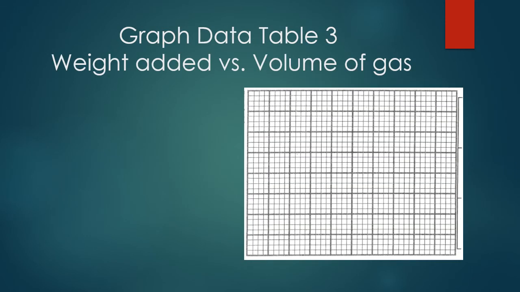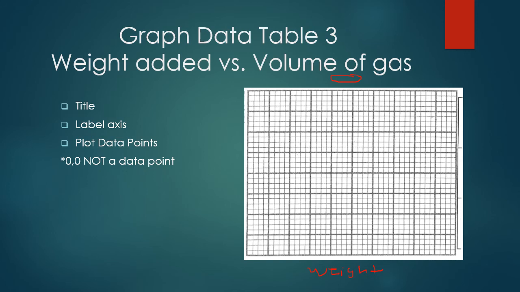Now we're going to take data table 3 and do another graph. This graph, we're going to be doing weight added versus volume of gas. So once again, go through your steps. Do your title. Label your axes. Weight added along the X and volume of gas along the Y.